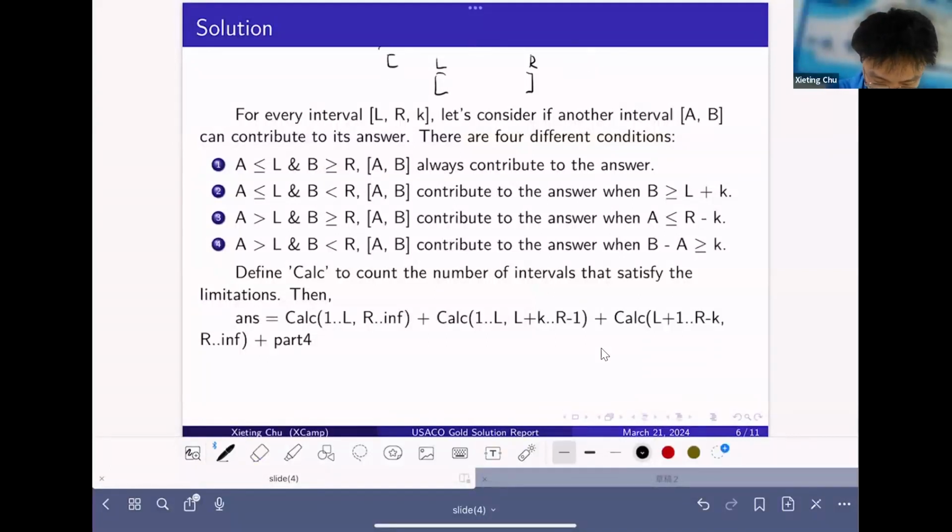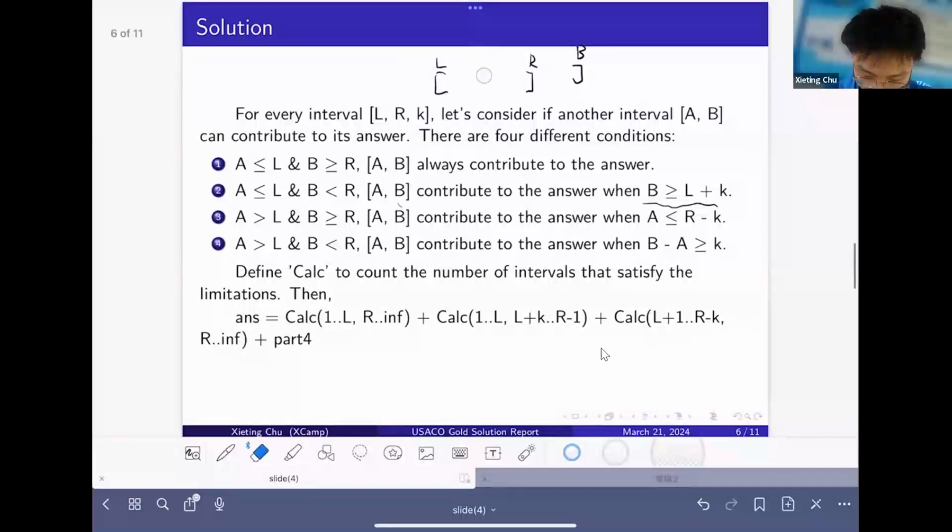The second case is A is less than L and B is in the interval. In this case, AB contributes to the answer when B is greater than L plus K. The third condition is that AB is here, and now AB contributes to the answer when A is less than or equal to R minus K. And the last condition is that AB is totally inside LR, and AB contributes to the answer when B minus A is greater than K.